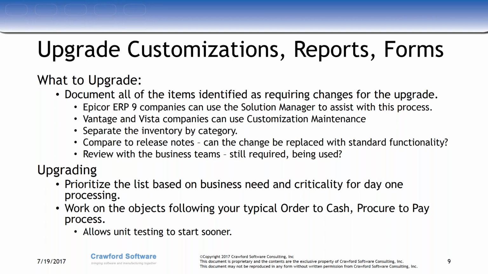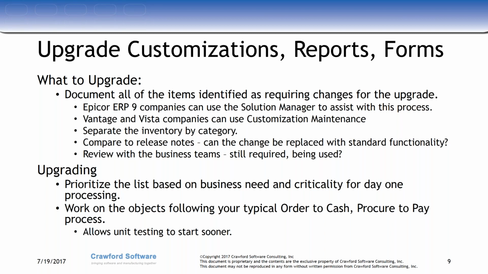Identify it by category. Is it a customization? Is it a BPM? Is it a BAQ? And break it down. Also include inside of that an inventory of it by category. So we want to know, is this related to order management? Is it related to finance? Is it related to production planning? And we'll talk more about that in a second and why we do that.